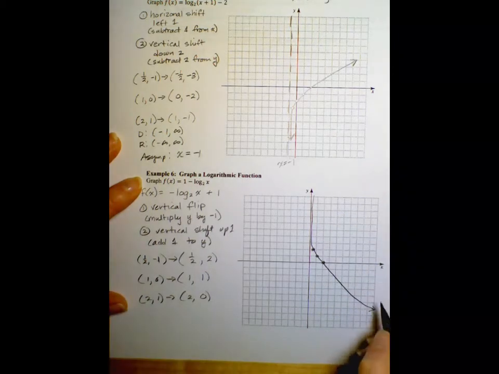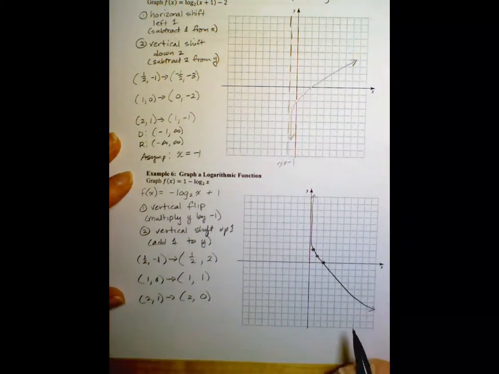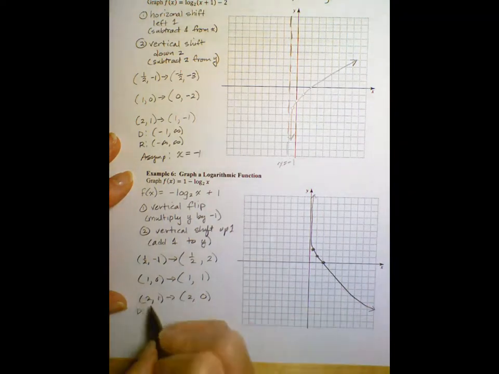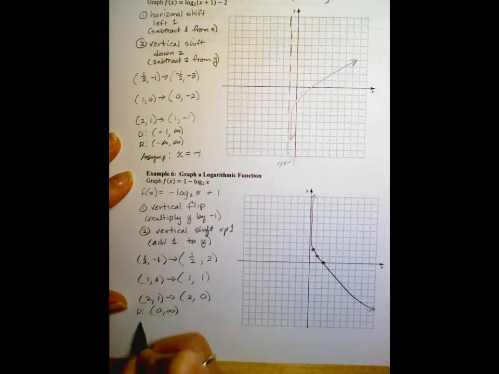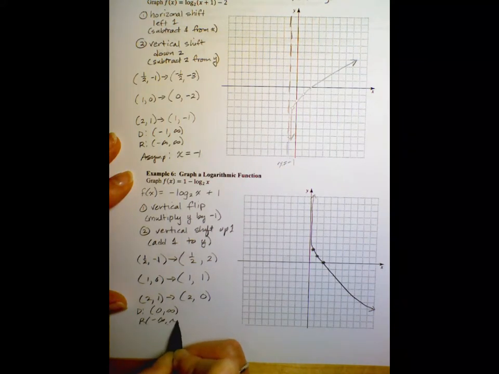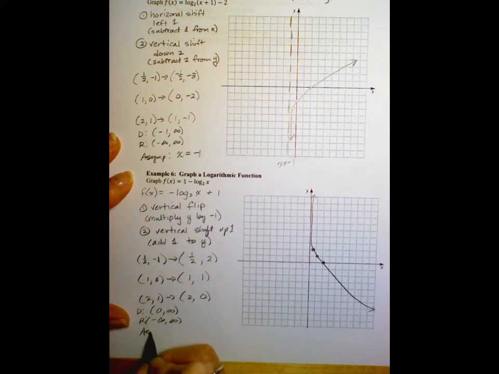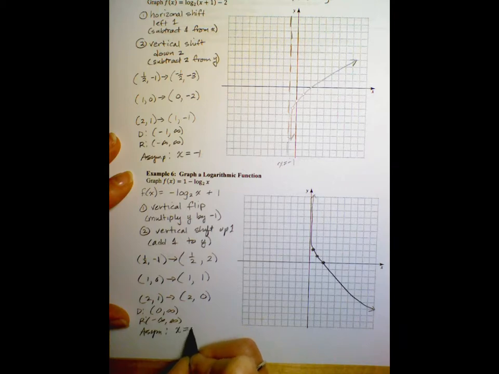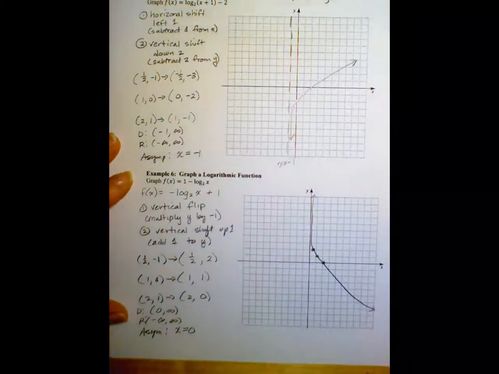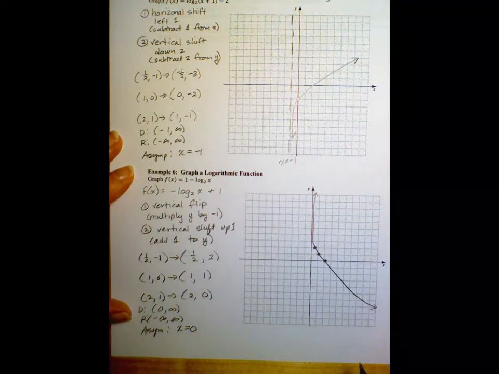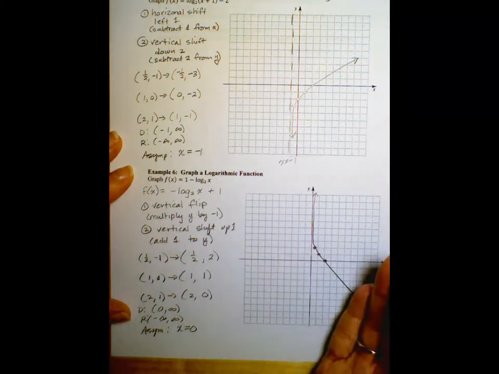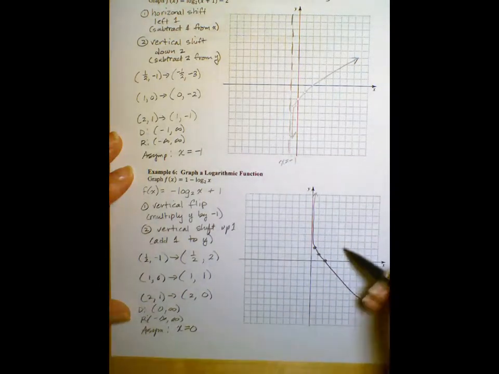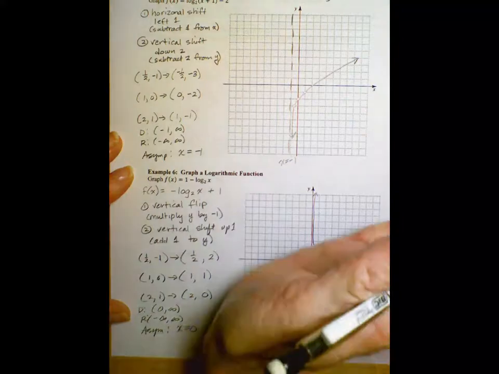Something like that. That's not the best drawing I've ever done, but we'll let it go. Okay, so our domain has not changed from the log function, 0 to infinity. The range, still all real numbers. And the asymptote is the vertical line, x equals 0. We haven't changed the asymptote. But we have flipped over the x-axis. Remember, the original looks like this. So we flipped over the x-axis and shifted everything up 1.